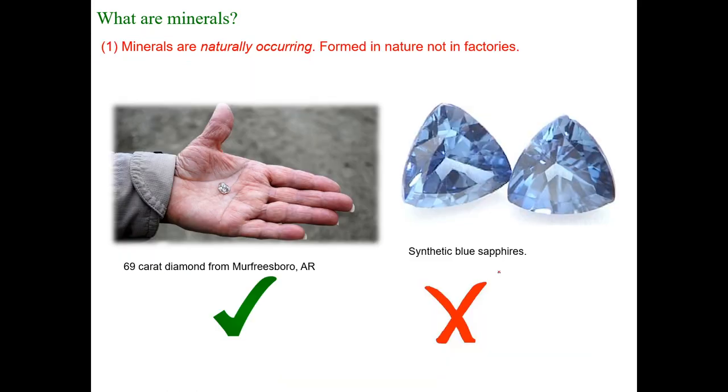Okay, so first we have to start off this question: what the heck is a mineral, right? There are five defining points that make a mineral. So there are five things that have to be true in order to be a mineral.